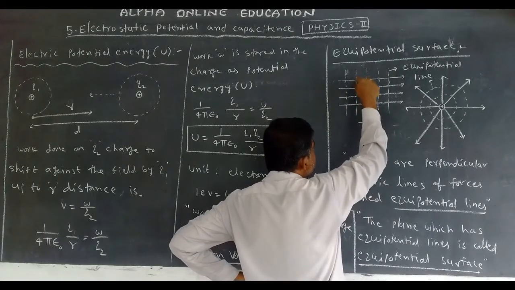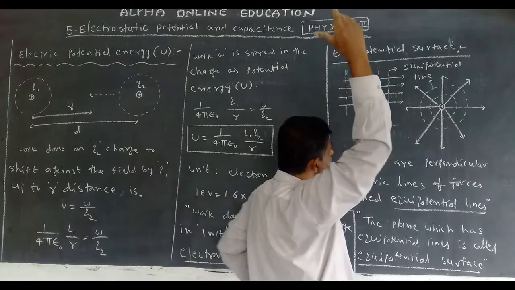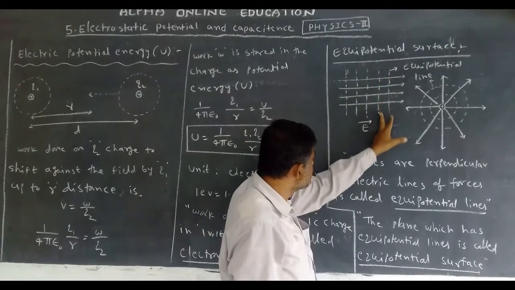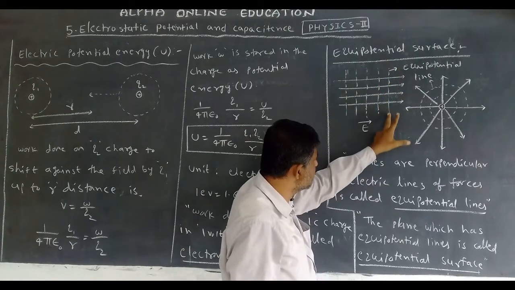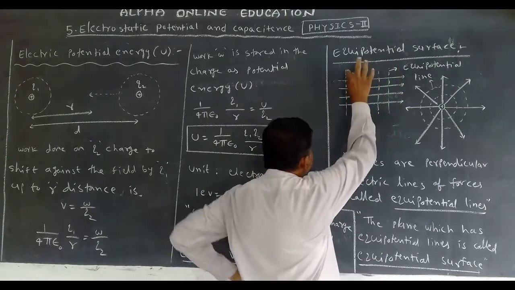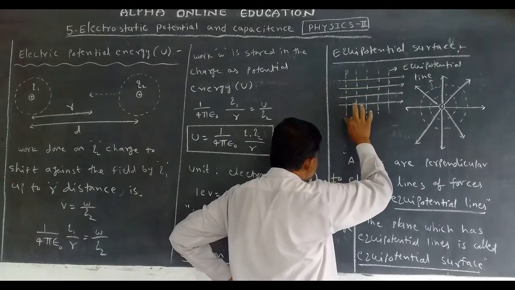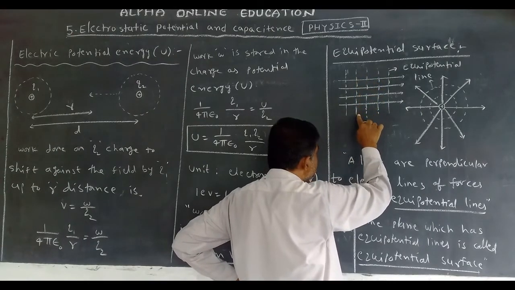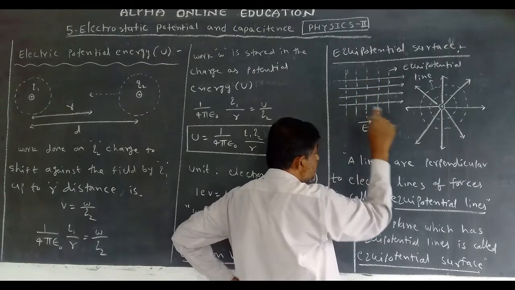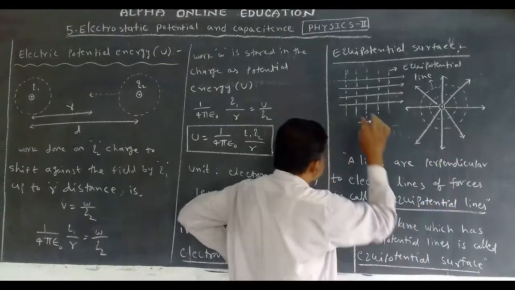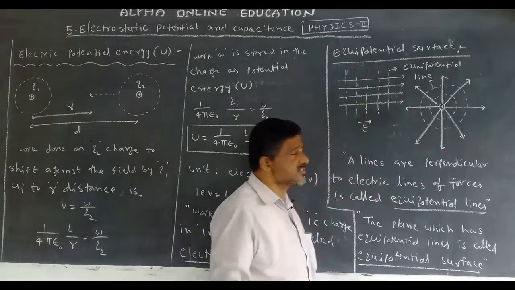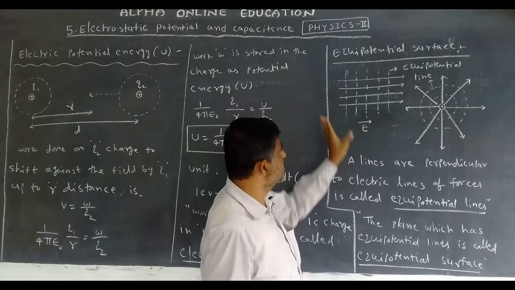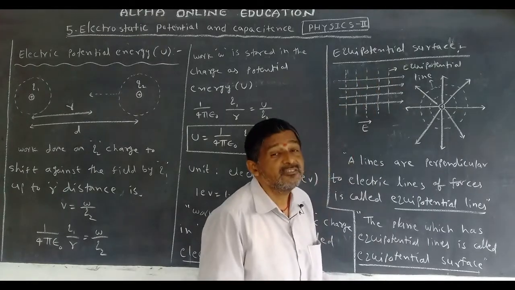Again I have drawn a discontinuous line. It is another equipotential line. It is also another equipotential line. Along this line potential is the same, that's why it is called an equipotential line. But potential at this point is not the same. You must remember, at this point potential is not the same. Along this line potential is the same. That's why all these lines are called equipotential lines.